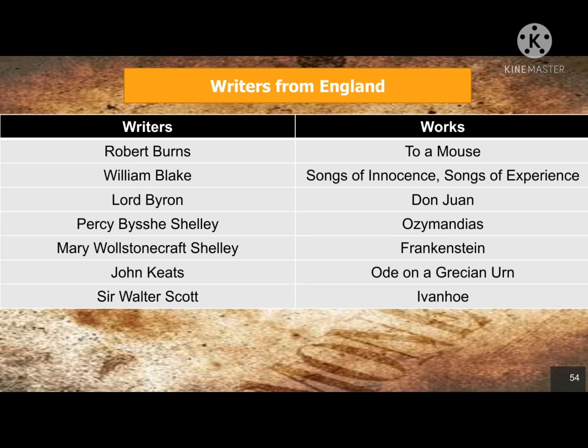But aside from them, there are also other Romantic writers, and those are Robert Burns with his work To a Mouse, William Blake with his Songs of Innocence and Songs of Experience, Lord Byron with his Don Juan, Percy Bysshe Shelley with his Ozymandias, Mary Wollstonecraft Shelley with her Frankenstein, John Keats with his Ode on a Grecian Urn, and Walter Scott with his Ivanhoe.